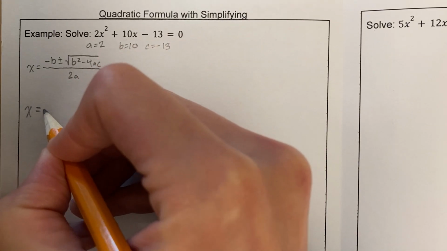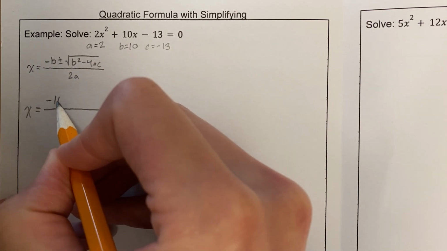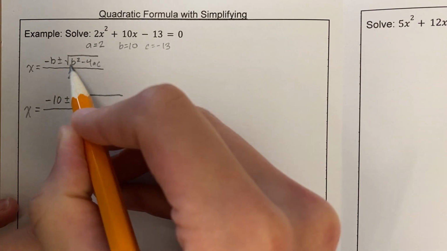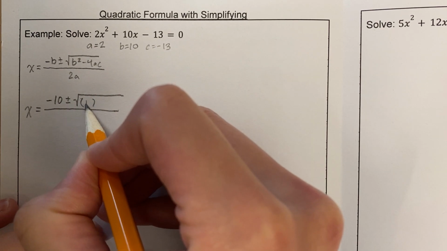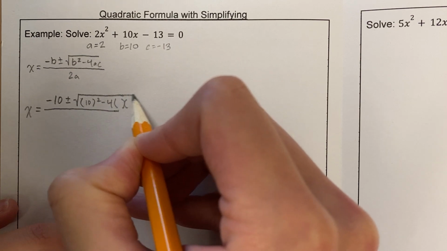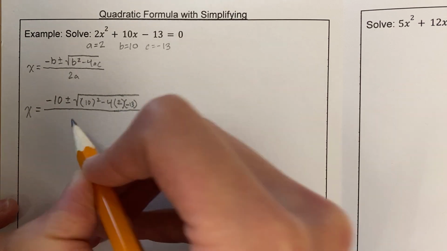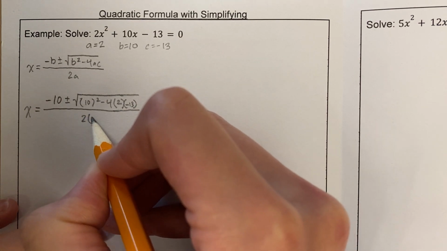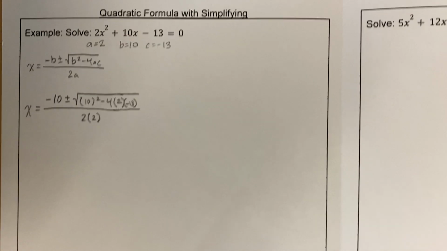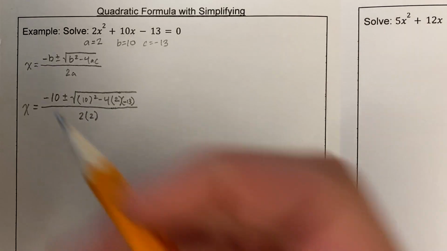x equals, nice long line, opposite of b. b is 10, so this is going to be the opposite of that, negative 10, plus or minus the square root of, this is b squared minus 4ac. a is 2, c is negative 13, all over 2a. Okay, so notice it's starting off exactly, this is familiar to us. There's going to be something a little bit different at the end, but we're not quite there yet.